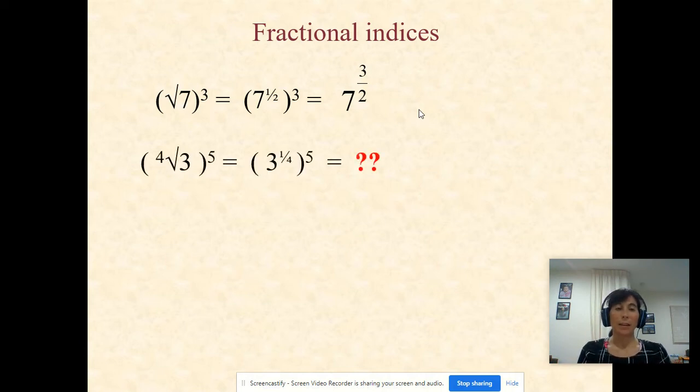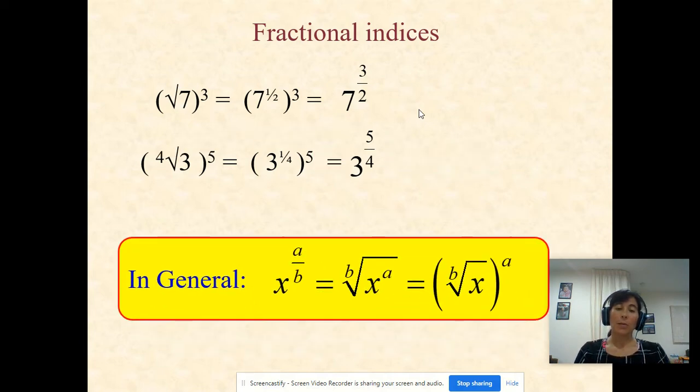Next example, if we have the fourth root of 3, all to the power of 5, then this is the same as 3 to the power of a quarter in index form, all to the power of 5. Power of a power, so you multiply the little numbers, and that would give us 3 to the power of 5 over 4. So in general, we have x to the power of a over b is equal to x to the power of a, root b. Another way to write that would be in this bracketed term here, where you're saying it's the bth root of x, all to the power of a. That order actually wouldn't matter.